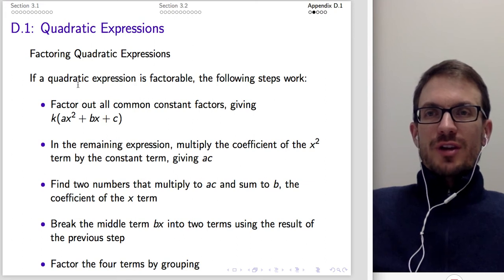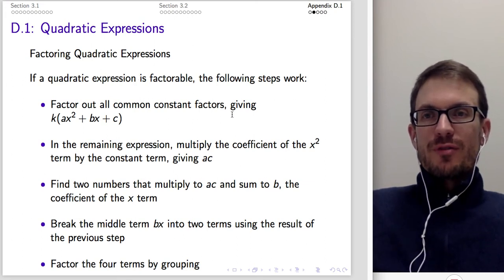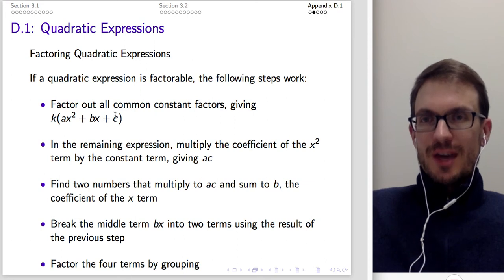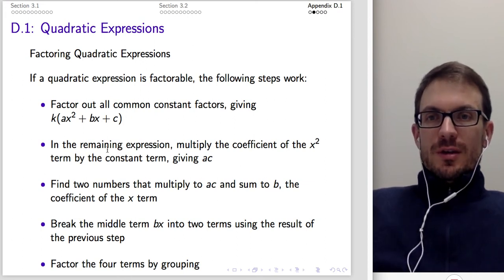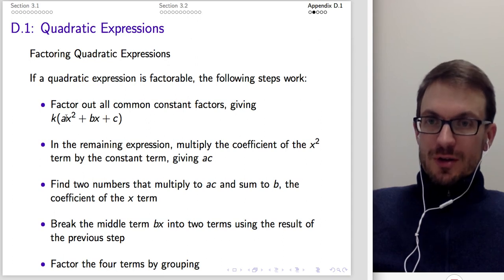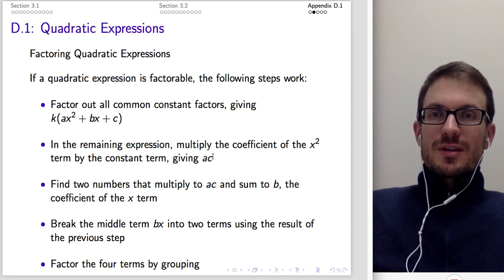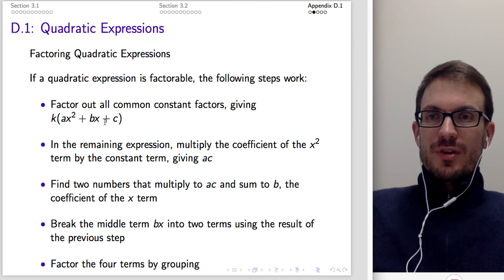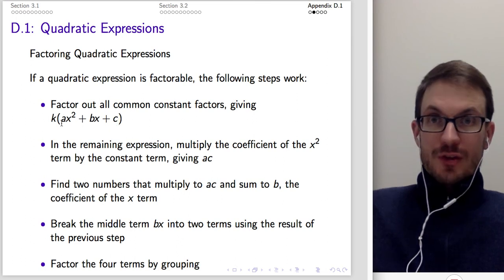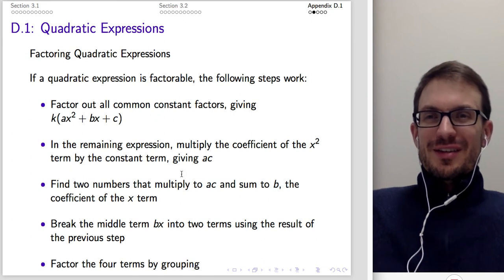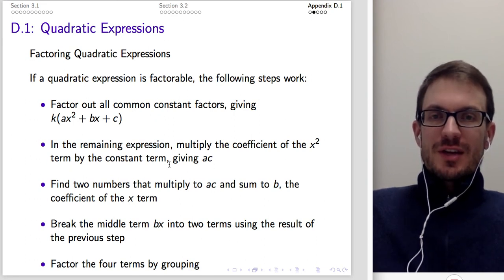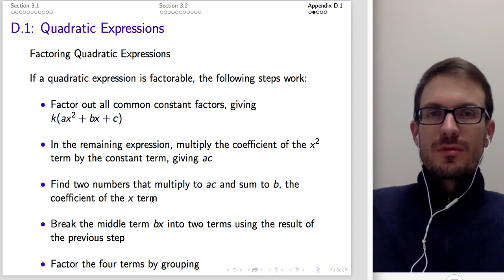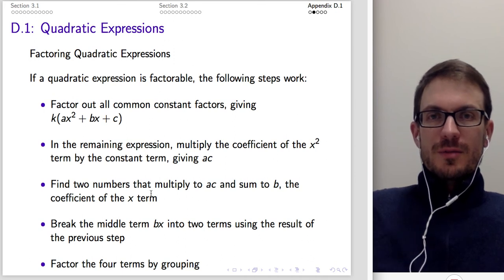So to factor a quadratic expression, if the thing's factorable, the following steps work. Factor out all common constant factors, giving us k times something in standard form. In the remaining expression, multiply the coefficient a by the constant term, which gives us ac. If a is 1, that gives us c. Then find two numbers that multiply to give us ac and sum to b. That's the coefficient of the x term. All right, so that's going to require a little bit of thought, a little bit of guess and test, but you should be able to make an educated guess based on the information we have here.